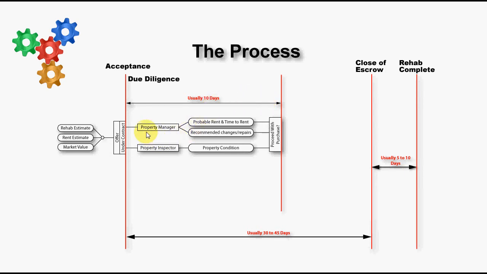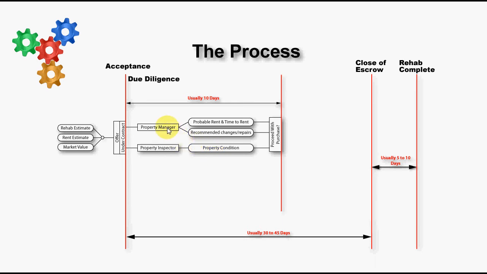The information that you're going to get new during this period is from the property inspector. We'll start with him first. He's going to do a thorough inspection of the property and then give you a written document of the property's condition. Now, this is one of the places where the rehab costs will have to be adjusted, because he's going to discover things that were not found during a casual walkthrough.